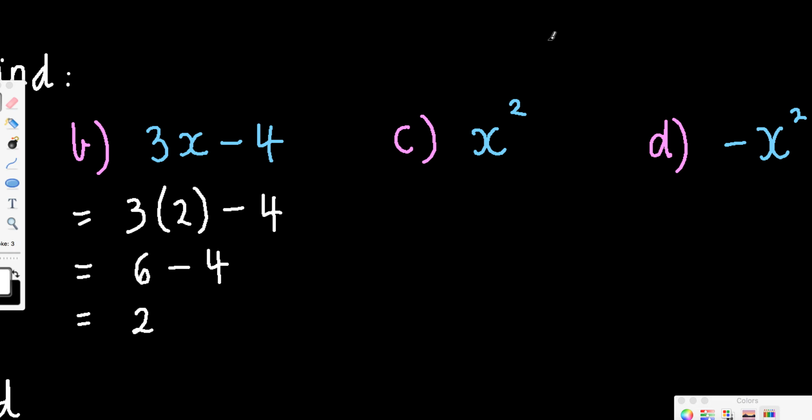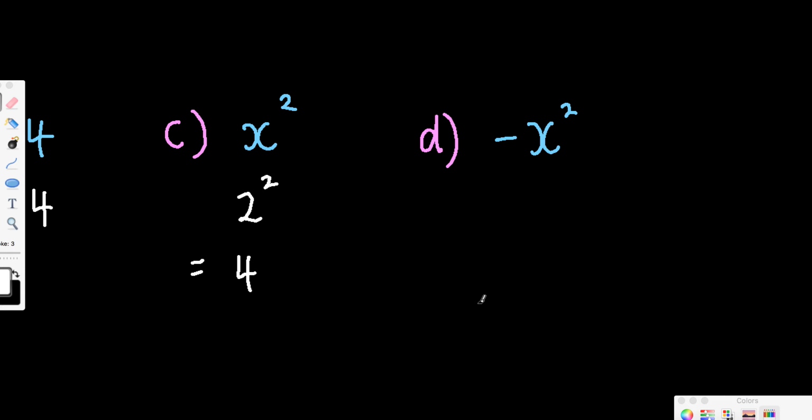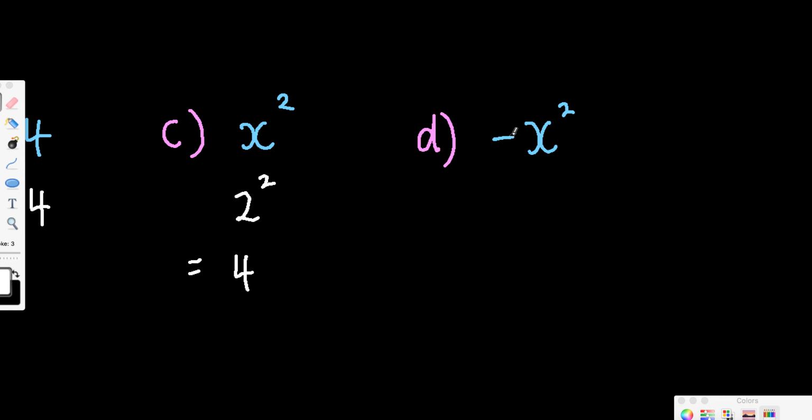Over here, again, x squared, well, x is 2, so I'm going to find 2 squared. And 2 squared is 2 times 2, which is 4. This time, I've got a negative out the front of my x squared. So what this means is I need to first find that power, so 2 squared, which is 4. But since it's got a negative out the front, it means I need to have that negative out the front of that power. So negative 4 will be my solution.